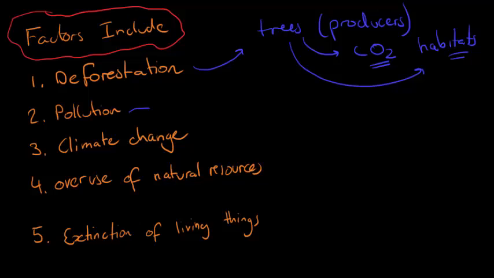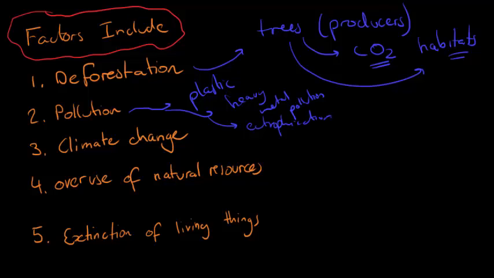Also pollution, so obviously things like plastic, which can take thousands of years to decompose. Things like heavy metal pollution, which can cause huge problems for ocean ecosystems or water-based ecosystems. And also things like eutrophication, which causes algae bloom. So those are just some examples of types of pollution we have that can be huge problems for different types of ecosystems. Right? So plastics, heavy metal pollution, eutrophication, just to name a few.